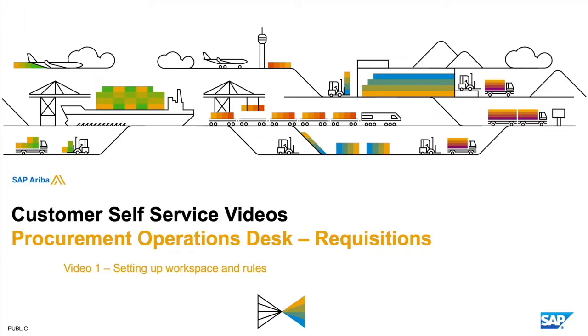In this series, we'll be talking about the Procurement Operation Desks for purchase requisitions. So this will be a 5-video series. We'll go through discussing how to set up your workspace and the rules in Procurement Desk. We'll discuss how to create and manage a new queue. We'll then talk about setting up a service level agreement. We'll then show you how to configure new sub-statuses and denial reasons for the requisitions coming in.